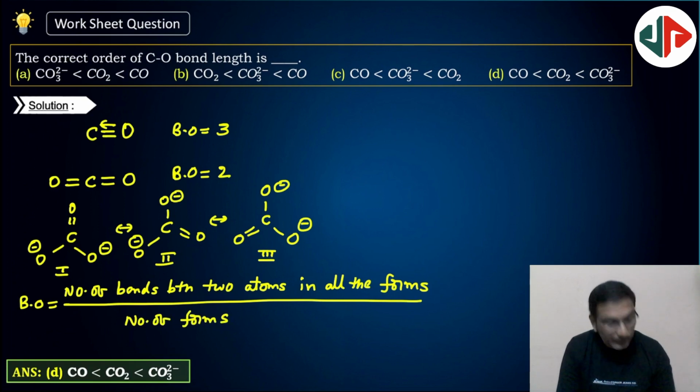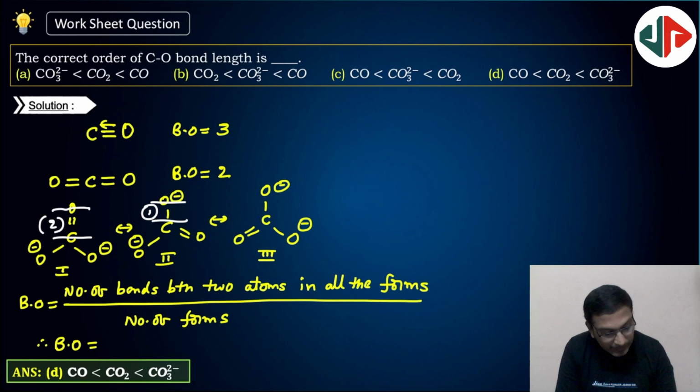So therefore, bond order equals number of bonds between two atoms in all the forms, by number of forms. Here I am selecting these two atoms. Between these two, two bonds are present. Next, between these two, one bond is present. Between these two, again one bond is present. Therefore, 2 plus 1 plus 1, 4, by number of forms 3, which is equal to 1.33 bond order.